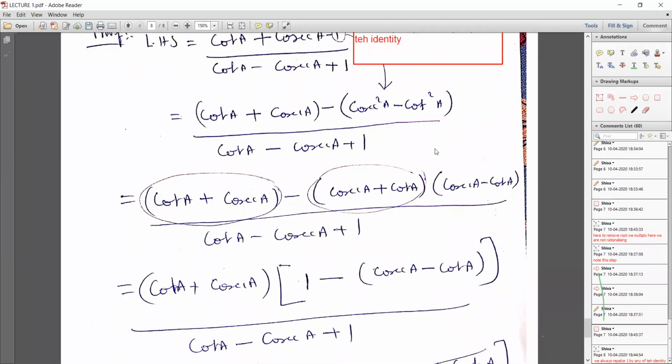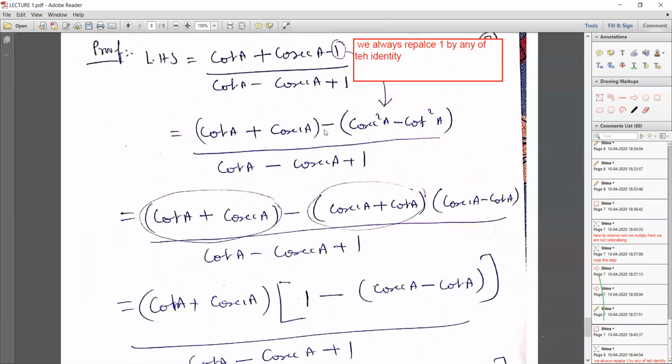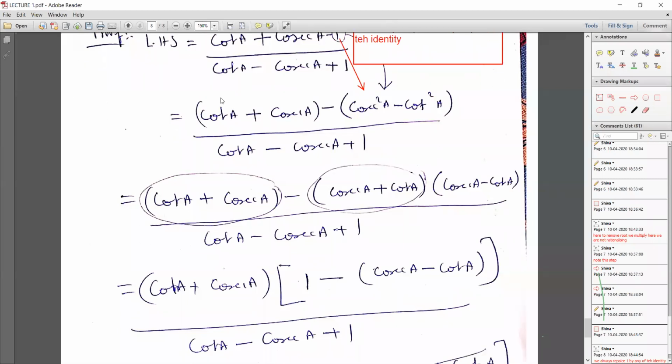Are you able to understand? And the rest of the things are already as usual. Cot A plus cos A is as usual, in place of minus 1 and 1 I have written the value cosec square A minus cot square A, because this was the third identity, okay? And the denominator I have not touched. The denominator is as usual cot A minus cos A plus 1, okay?